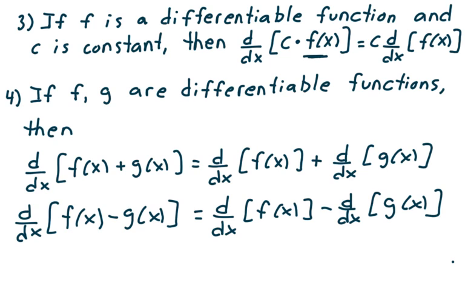And then on number 4, if f and g are differentiable functions, then the derivative of f of x plus g of x with respect to x is equal to the derivative of f of x with respect to x plus the derivative of g of x with respect to x. And the derivative of f of x minus g of x is equal to the derivative of f of x with respect to x minus the derivative of g of x with respect to x. So on both sides, we're differentiating with respect to x.